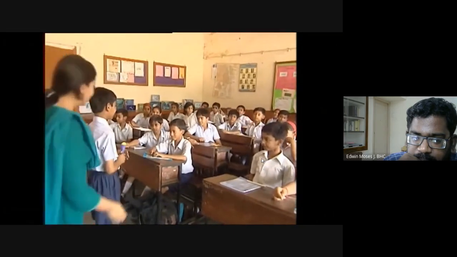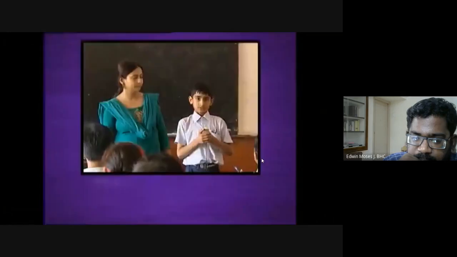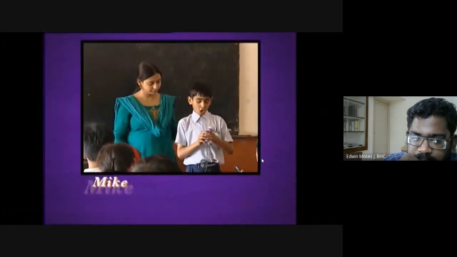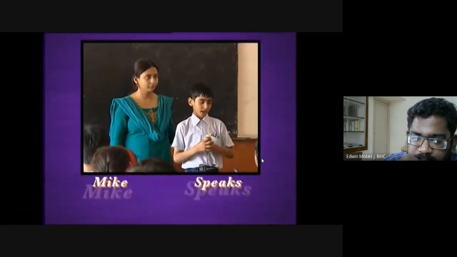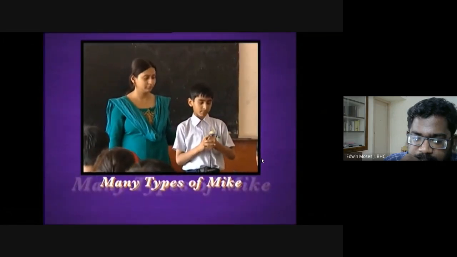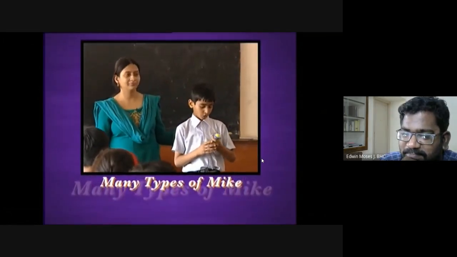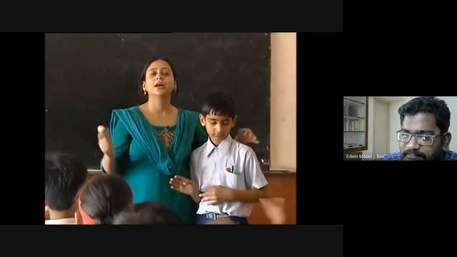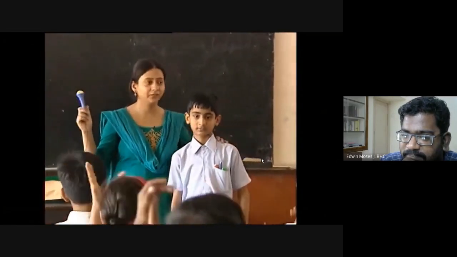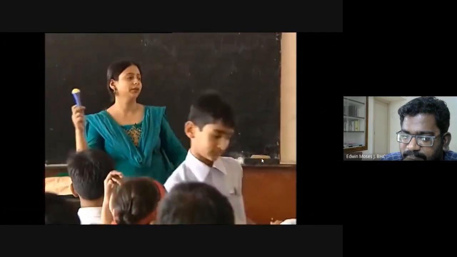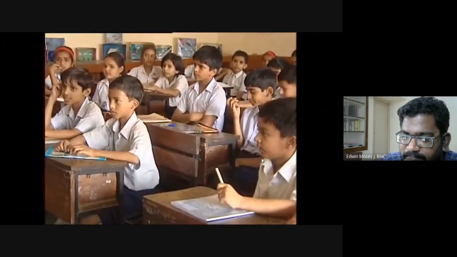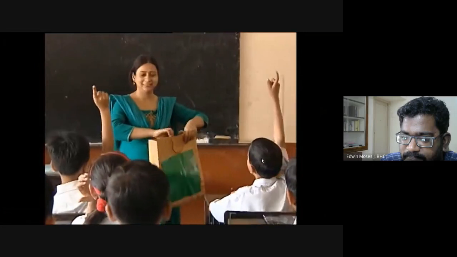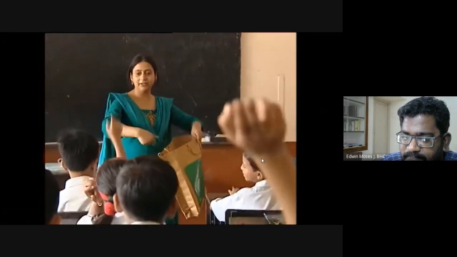So what is this in his hand? Mic. Okay. Now you speak a few sentences on this mic. This is a mic. All children are speaking in mic. There are many types of mic. Long, small, and... Okay. Thank you so much. Clap for him, everybody. Very good. We are going to have some other objects from the magic bag. You please come.